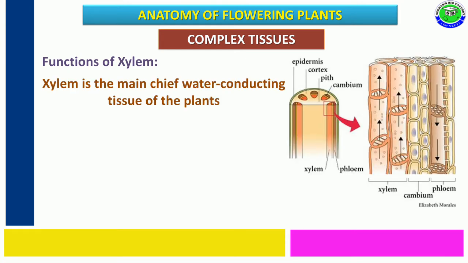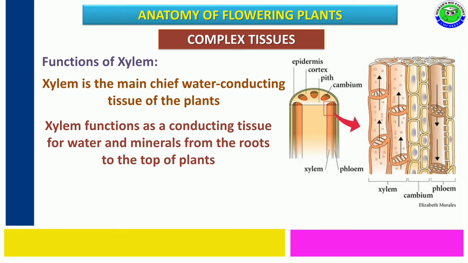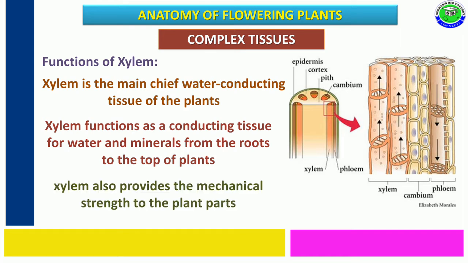Xylem is a main tissue and it helps in the conduction of water and minerals within the plant body. The xylem functions as a conducting tissue for water and minerals from root to top of the plant body, unidirectionally. And xylem also has the capability to provide mechanical strength due to its lignified cell walls.